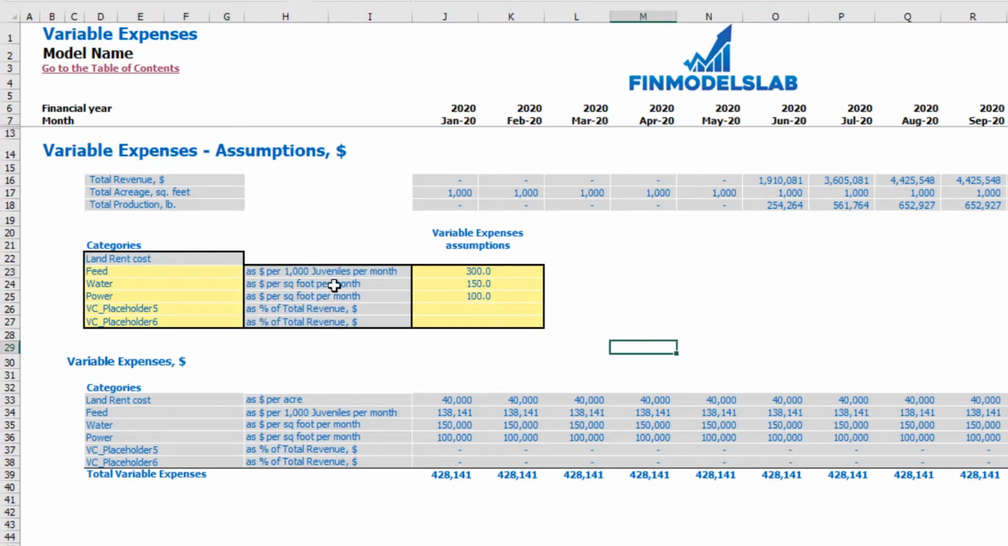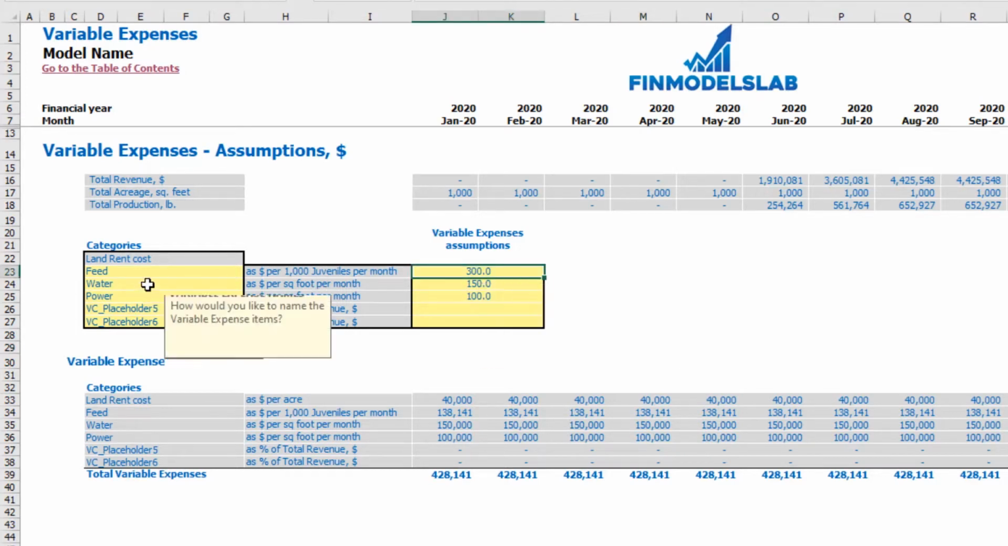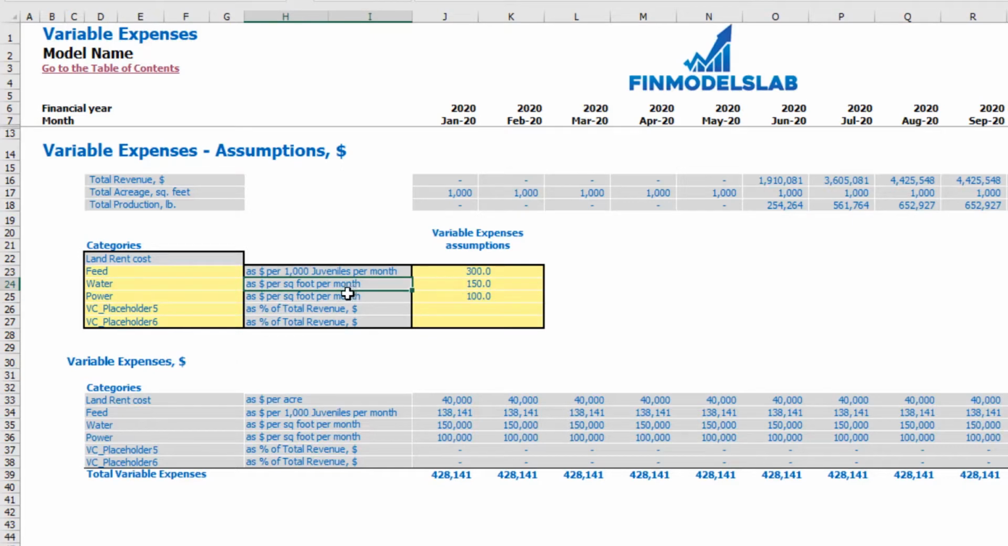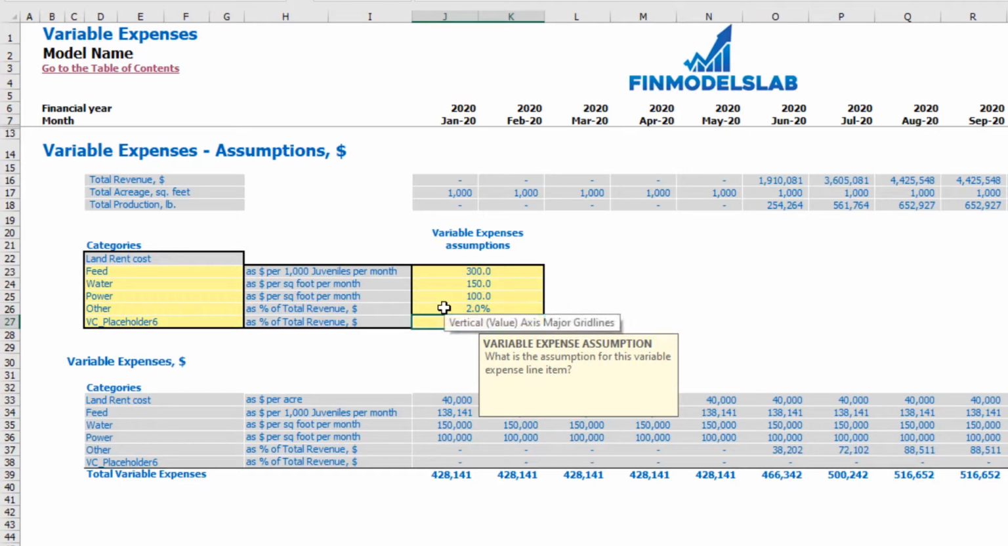and you have different options of how to calculate that. For example, feed can be calculated as dollars per 1,000 juveniles per month, which is $300. Water and power can be calculated as dollars per square foot per month, and you have 2 options to calculate a variable expense as a percentage of total revenue. For example, other can be calculated as 2% of your revenue.